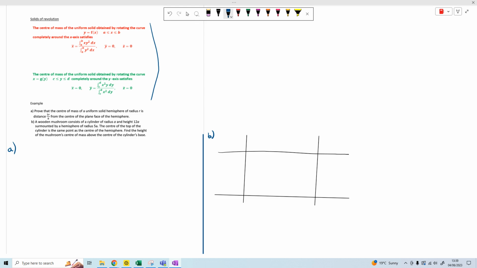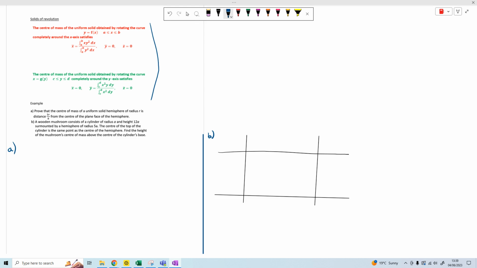So the centre of mass of a uniform solid, if the curve is y equals a function of x, the first one, the red one, completed around the x-axis, so vertically down, then we get something that looks like this. So y bar is 0 and z bar is 0 because it's on the x-axis. Now, to find my x bar, we use this equation here. So we're still using integration.